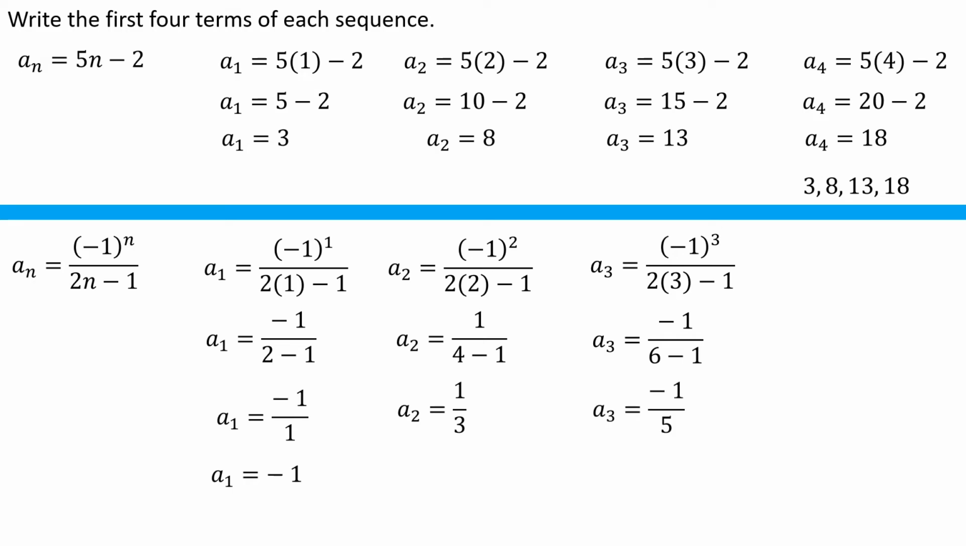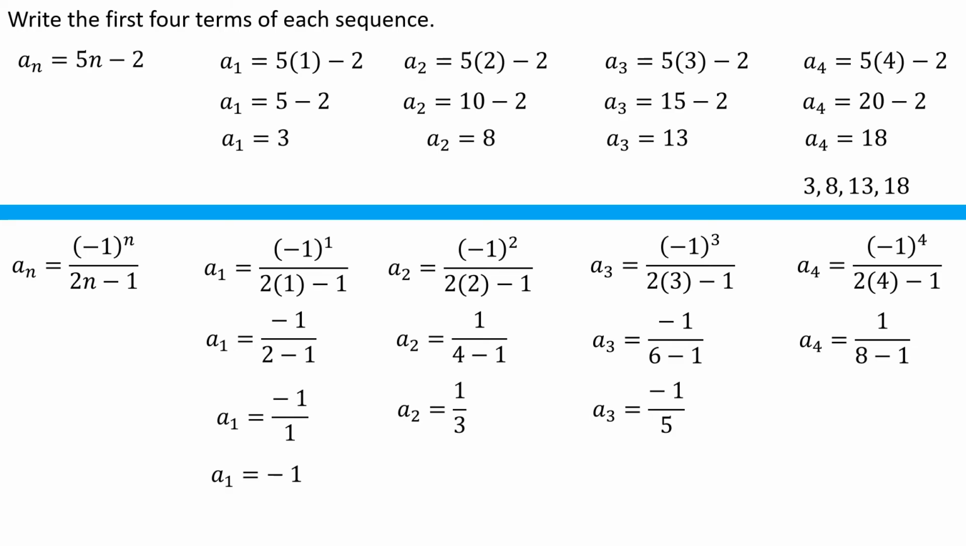-1 over 5. Okay, that's wonderful. If I want the fourth number, I have to plug in the number 4 every place I see an n. -1 to the 4th power over 2 times 4 minus 1. Now, -1 to the 4th power, we're flipped back to a +1. -1 times -1 times -1 times -1, that is a +1.